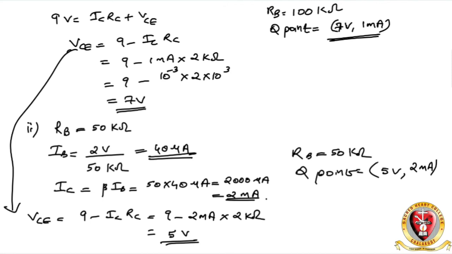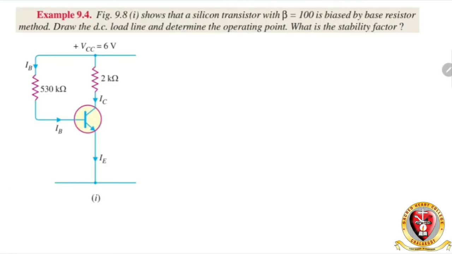Now we can see the next problem. There is a figure shown here. It is a silicon transistor with beta value 100. So the current gain is 100 and it is biased by base resistor method. Now we have to find the DC load line and determine the Q point. Here there is only one value of power supply, VCC is equal to 6 volt. RB is equal to 530 kilo ohm and RC is equal to 2 kilo ohm.